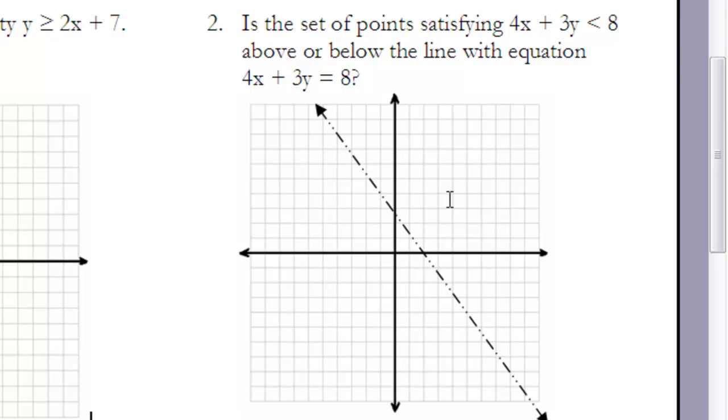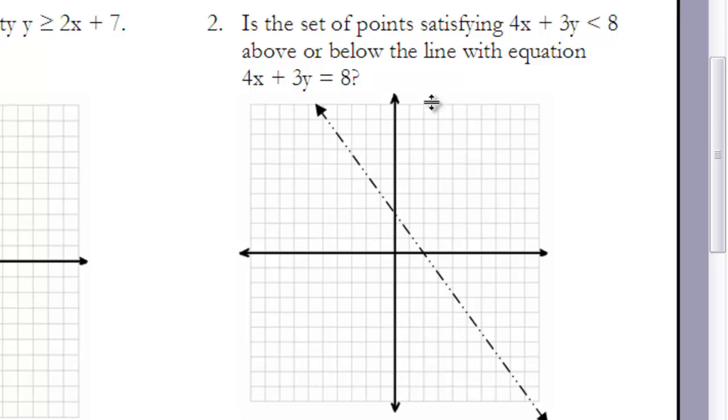And then decide which ones are going to satisfy that. Well, if I get a true statement when I plug that point in, then I'm going to shade the half plane that that point is in. If I get a false statement, I'm going to shade the other half plane. Well, the easiest point to pick, if it's not on the boundary, is 0, 0, which in this case it's not on the boundary.